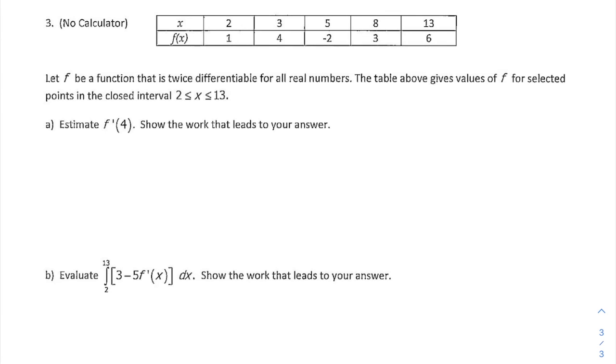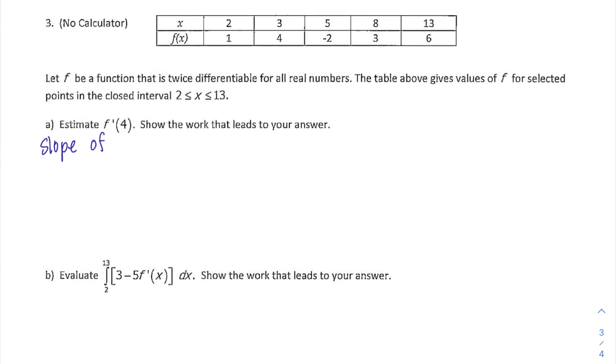Question 3. Let f be a function that is twice differentiable for all real numbers. The table above gives values of f for selected points in the closed interval 2 to 13. So the first question is estimate f prime of 4. Show your work. So we want to find the slope at the point 4.